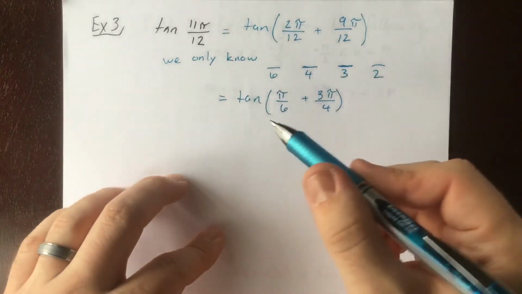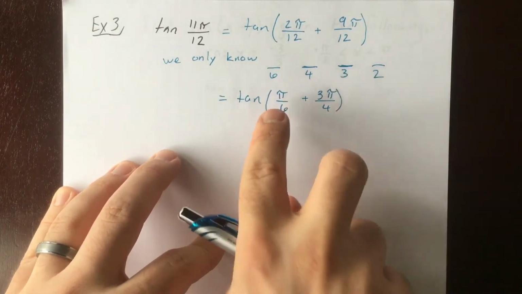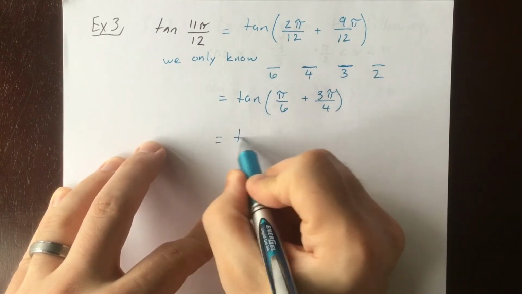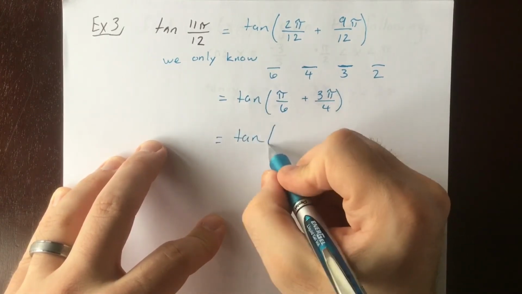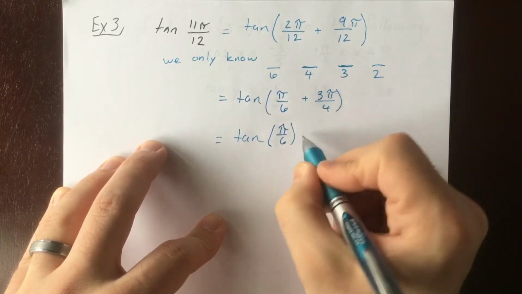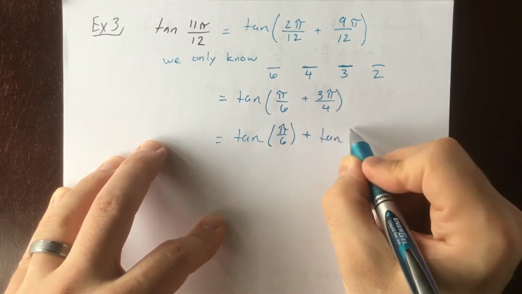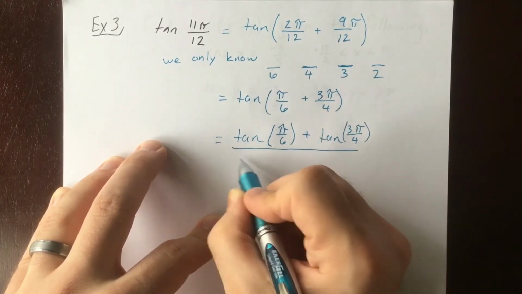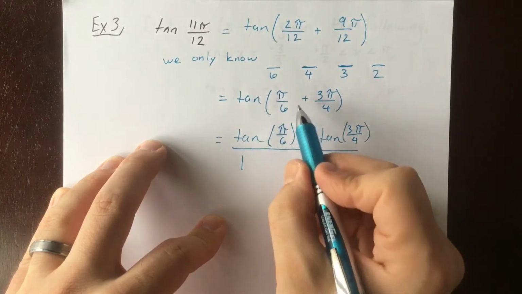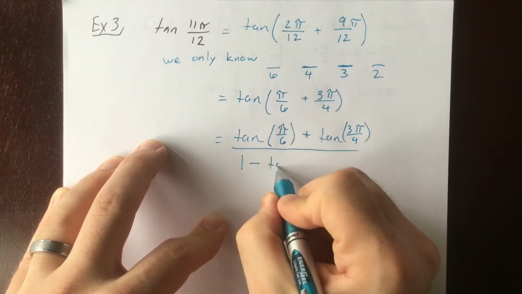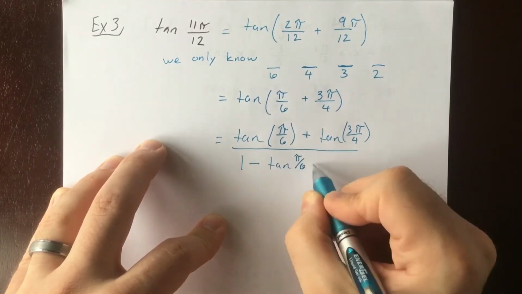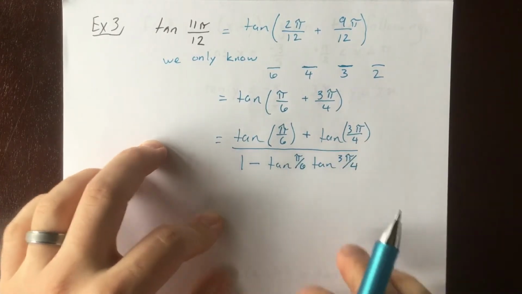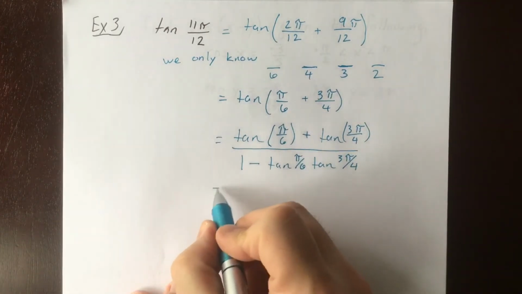So the tangent identity is tangent of the first plus tangent of the second. So it'd be tangent of the first angle, the signs are the same, tangent of the second angle. Now it is in the denominator where the sign changes. So we have 1, not plus but minus, tangent of our first multiplied by tangent of our second. All right, so let's simplify and work this out.